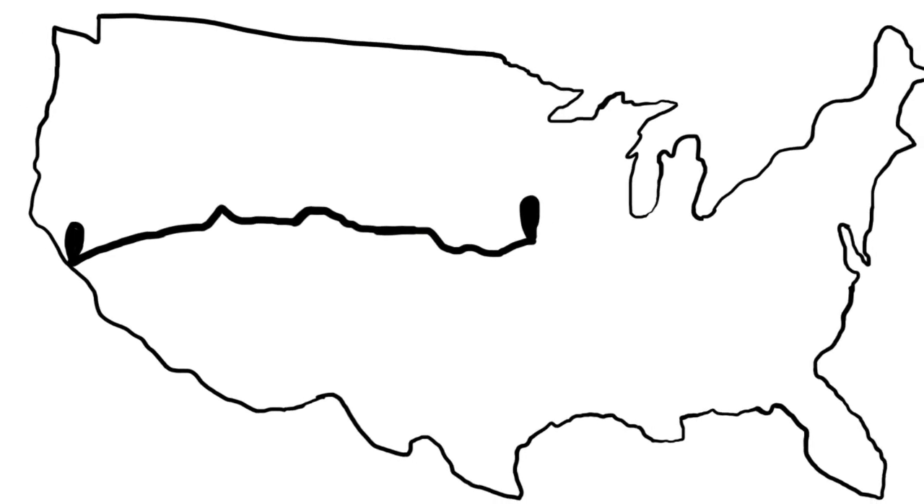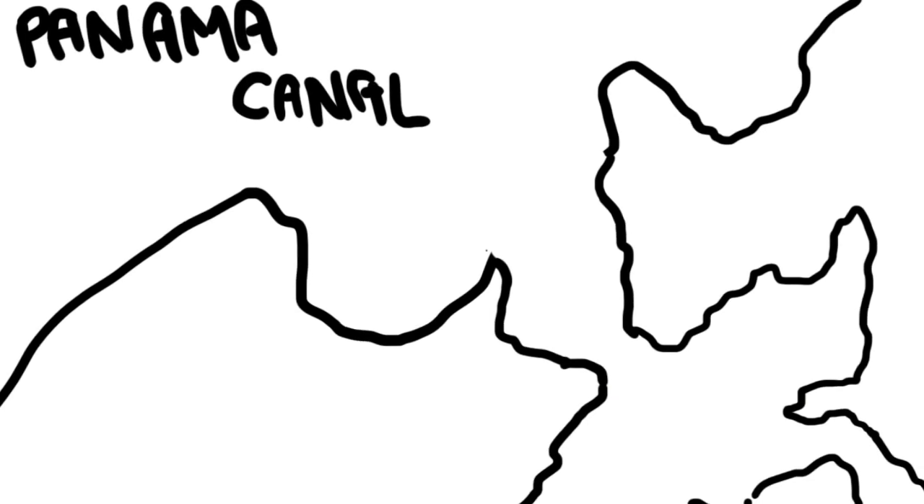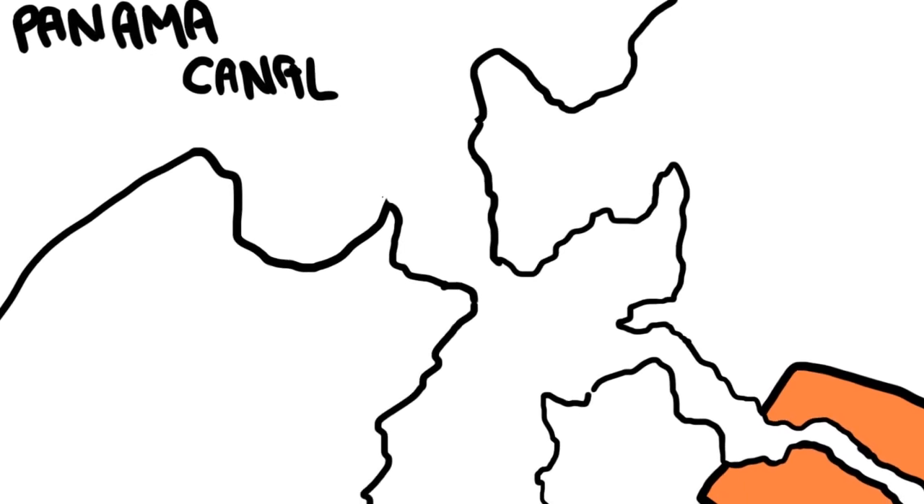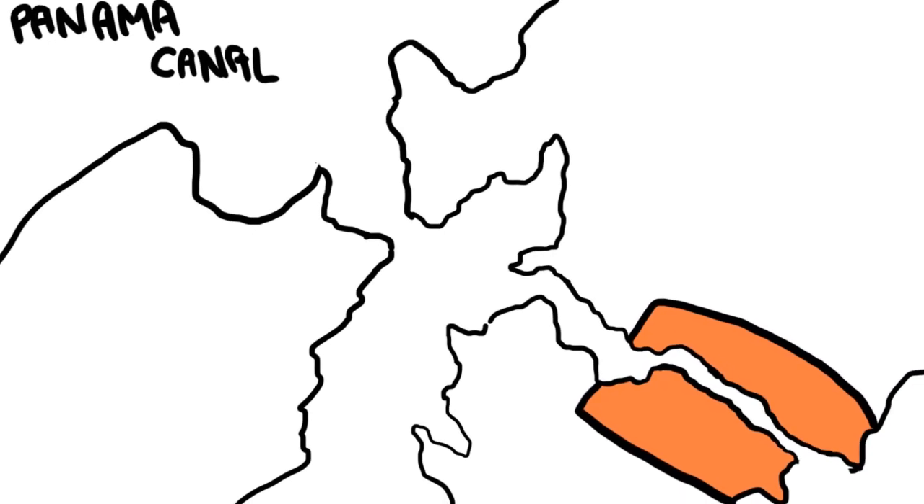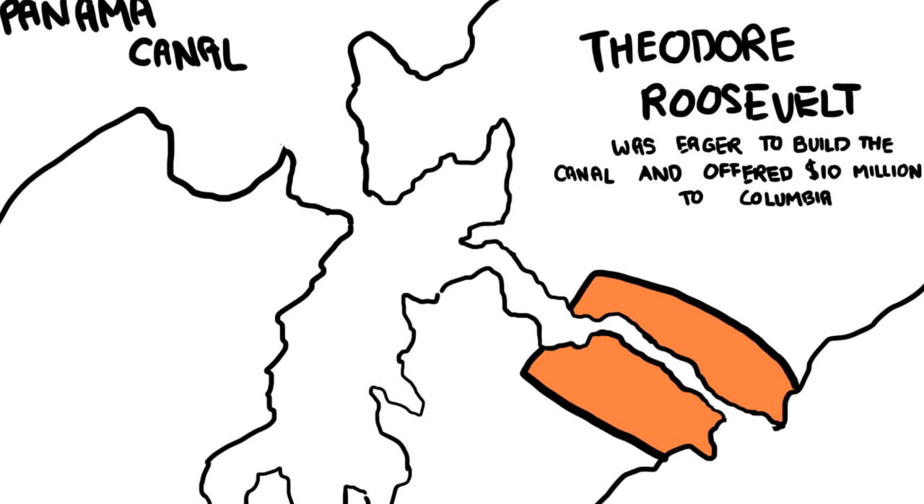If a canal could be dug across a narrow section of Central America, travel would be much shorter. The United States had been thinking about such a project since the early 19th century. In the 1880s, a French company tried but failed to build a canal across Panama. Despite this failure, Americans remained enthusiastic about the canal, and no one was more enthusiastic than President Theodore Roosevelt.